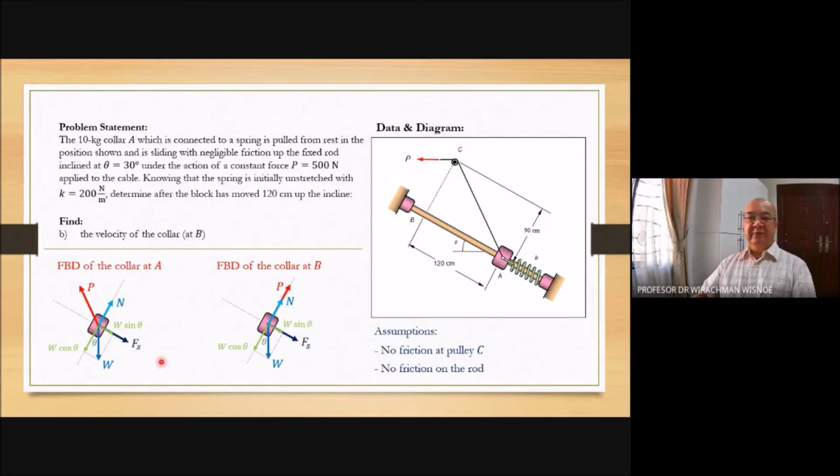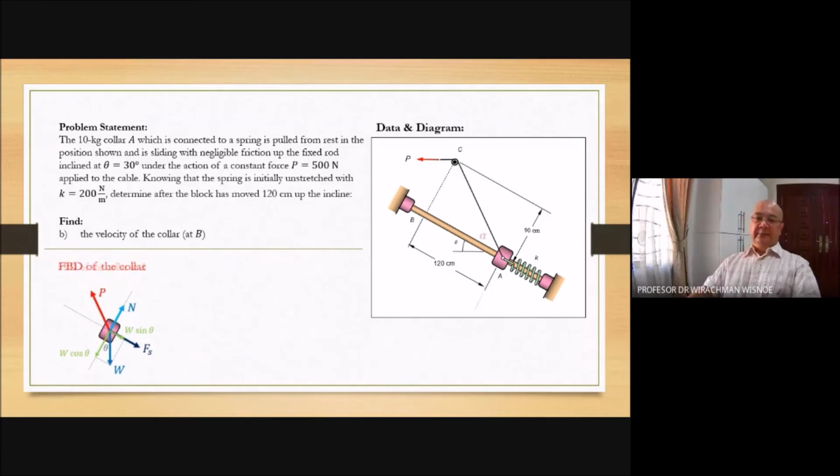Then we have the force from the spring, Fs, directed toward the spring, because the spring is extended now. So it will pull back the collar. These are all the forces applied to the collar at A and at B. From here, you need to obtain the work produced by each force. The work produced by force P, you have answered in question A. Assume the displacement positive is going up to the left.